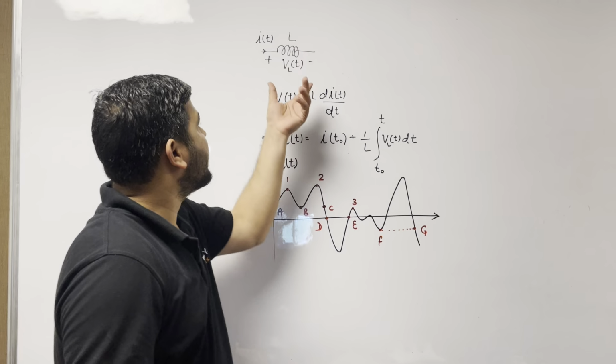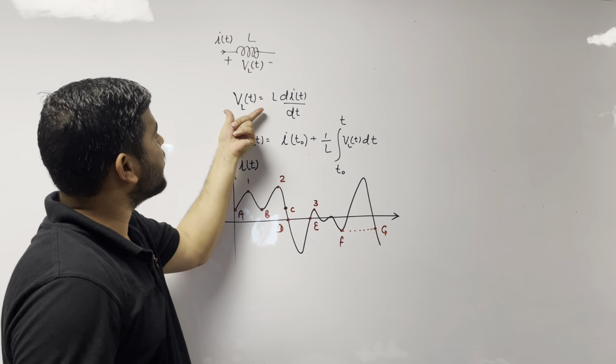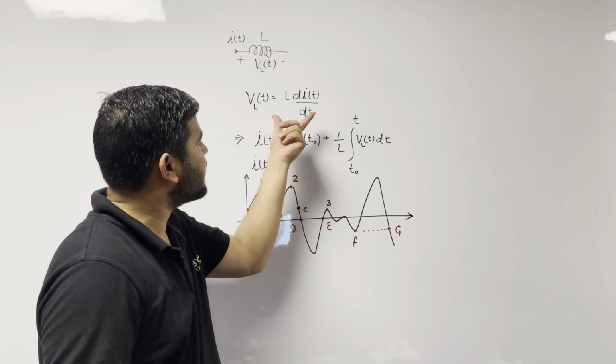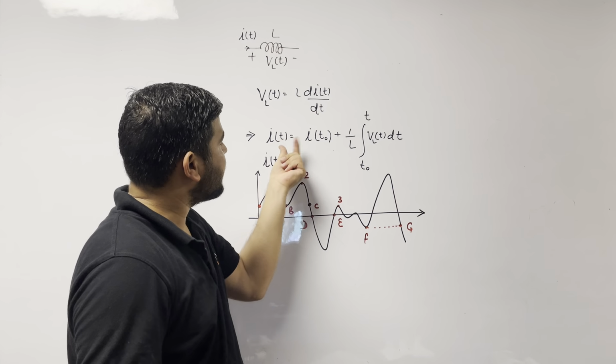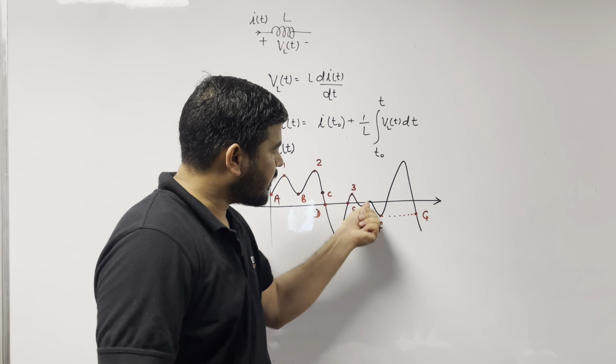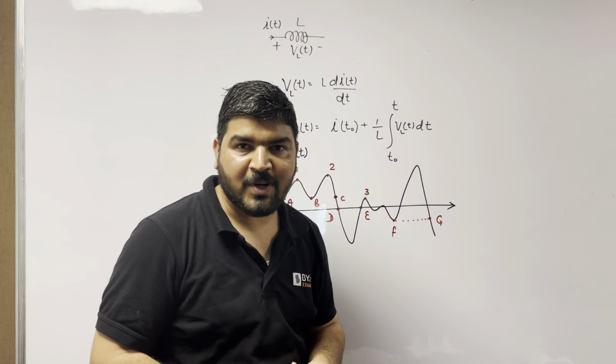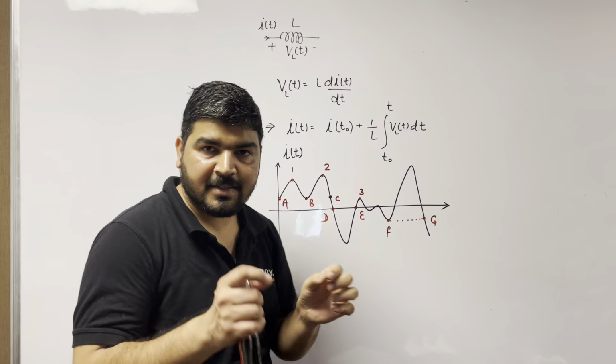Now you can see that we have this inductor, and this is VL(t), the voltage across the inductor, and this is the current. We know that VL(t) is equal to L di/dt, and from this equation, if you calculate the current, this is the current equation. Let's say the current waveform is given to us. Now from the current waveform you can directly tell about some specific points.